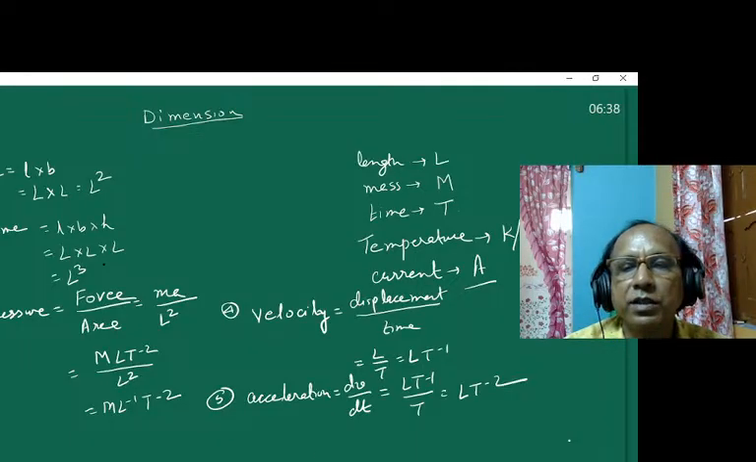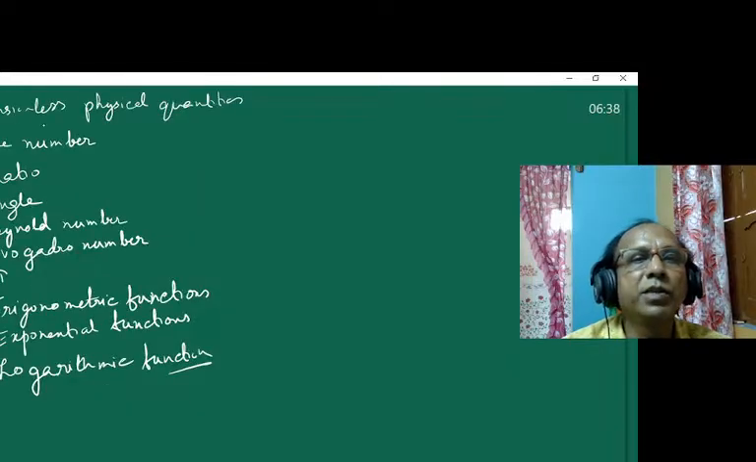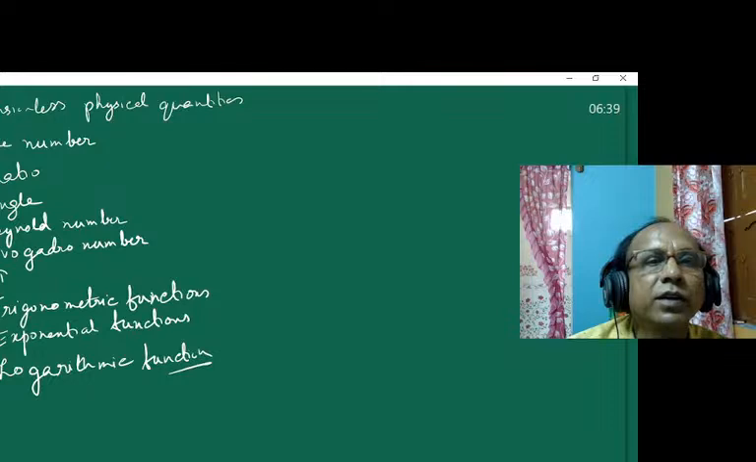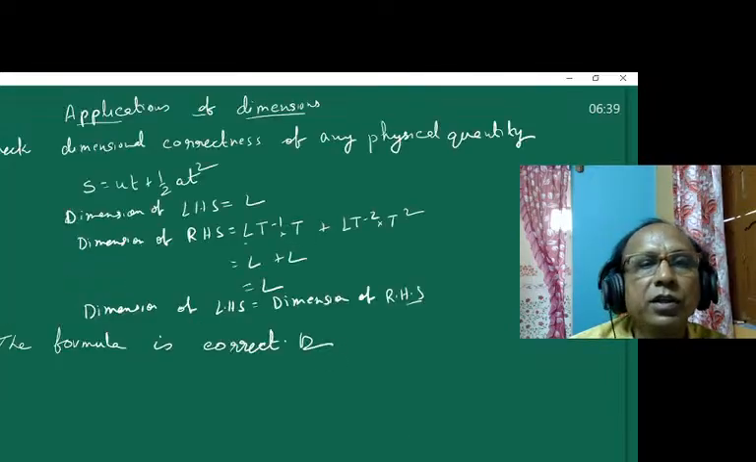Now we will go to the next topic, that is dimensionless physical quantities. What are those? If there is a pure number, a ratio or an angle, Reynolds number, Avogadro number, pi, trigonometric functions, exponential functions, logarithmic functions, these are dimensionless physical quantities, right?